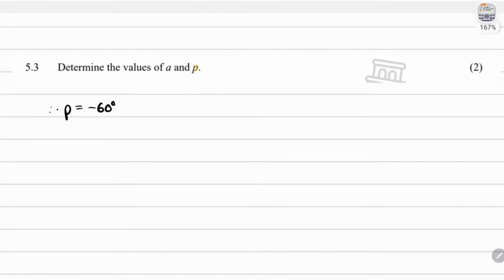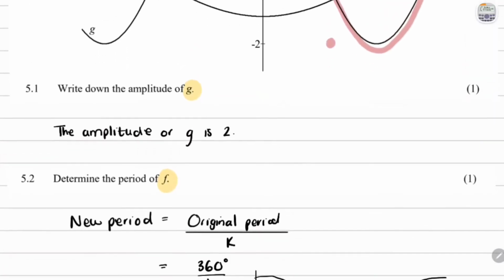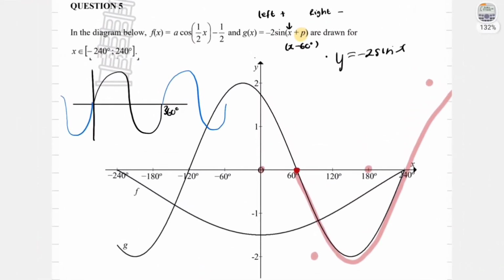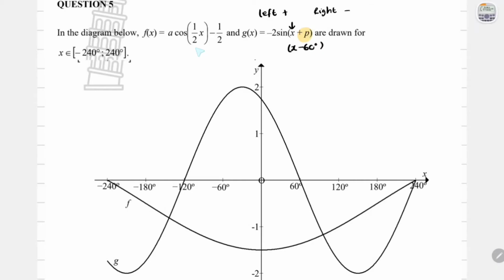And we found P. Now we have to find the value of A. So what is A? A is our cos graph, right? So let's look at what that is going to be. Let me just erase these. Okay, so now let's look at that cos graph and see what exactly is this value of A.